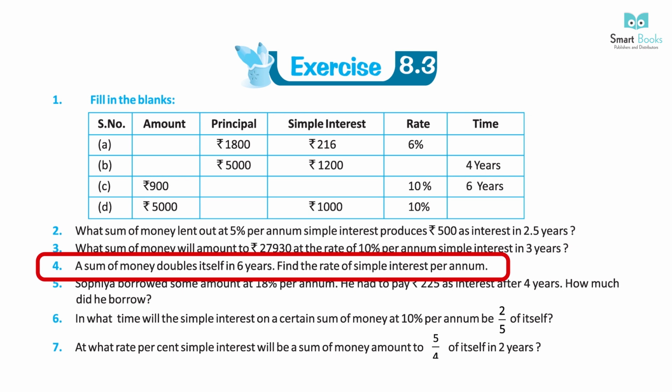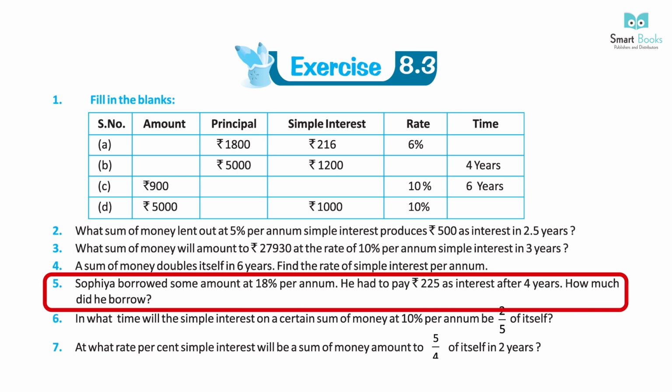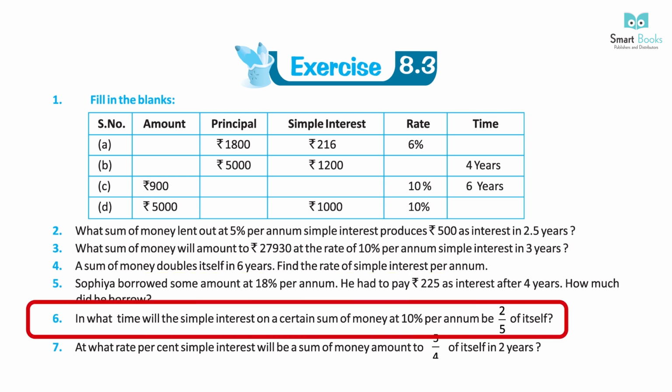Question 4. A sum of money doubles itself in 6 years. Find the rate of simple interest per annum. Solution: 16.67%. Question 5. Sophia borrowed some amount at 18% per annum. She had to pay rupees 225 as interest after 4 years. How much did she borrow? Solution: rupees 312.5.